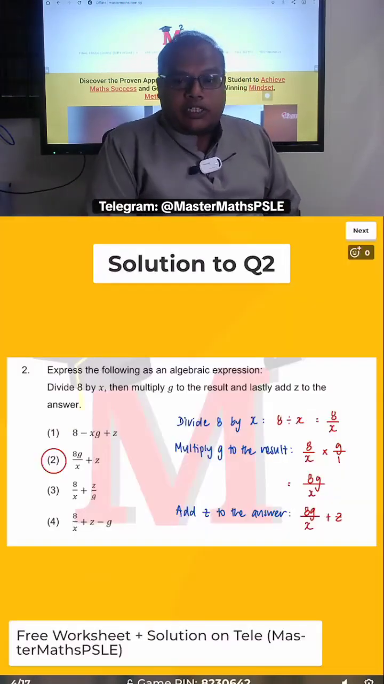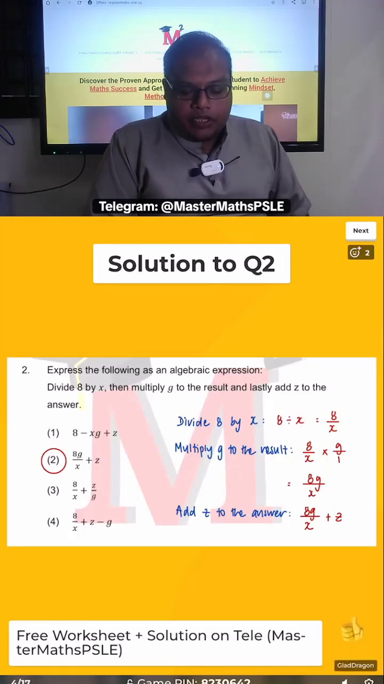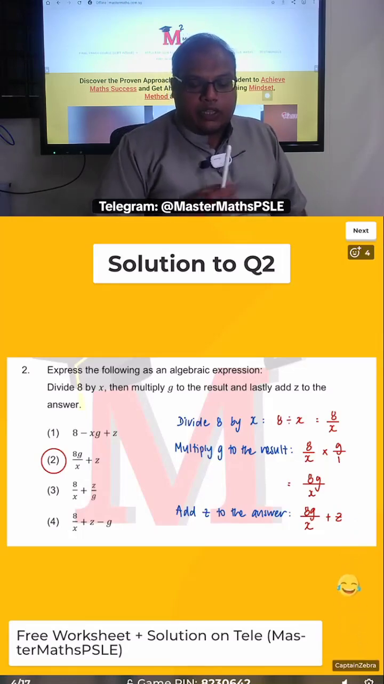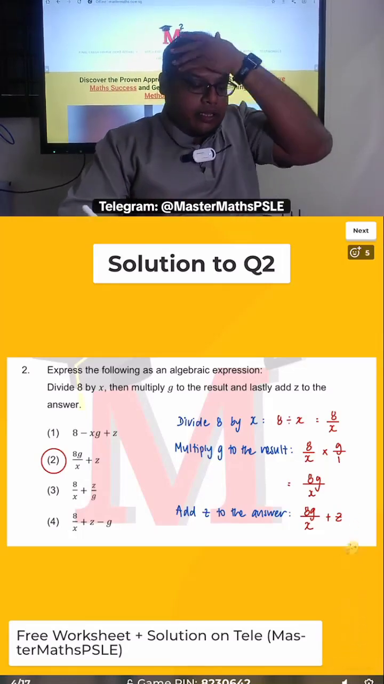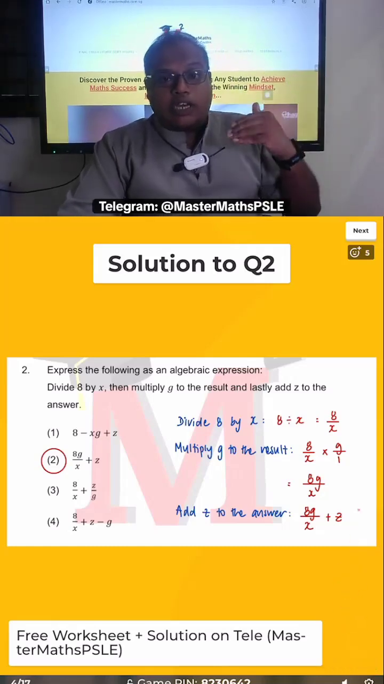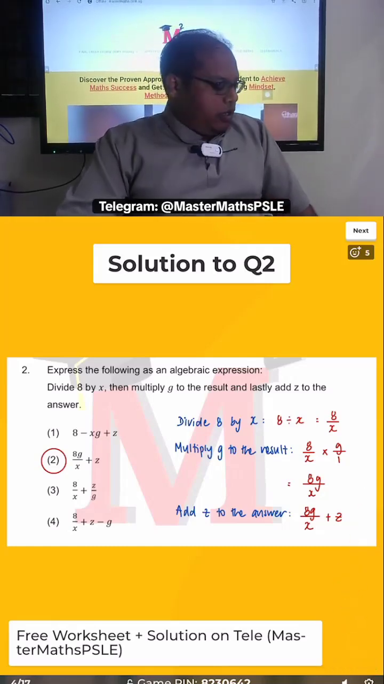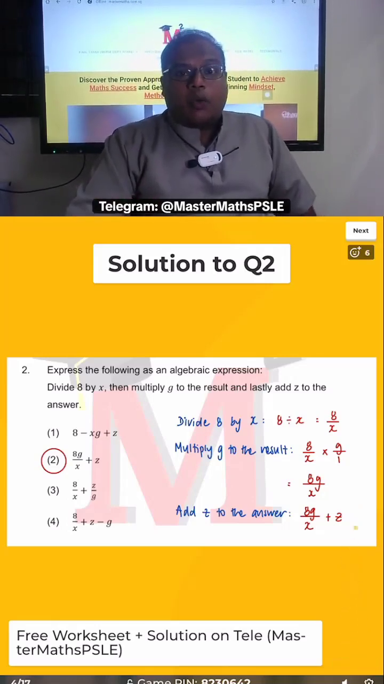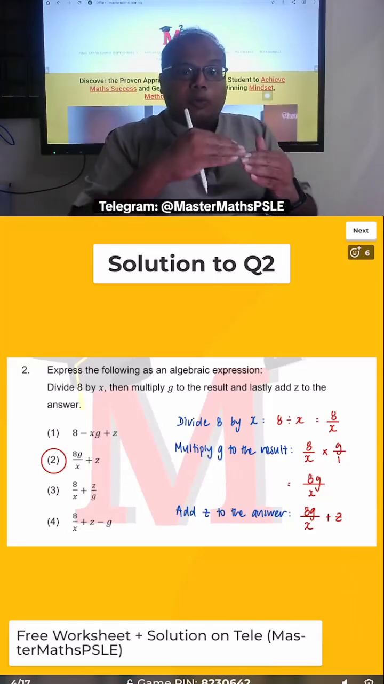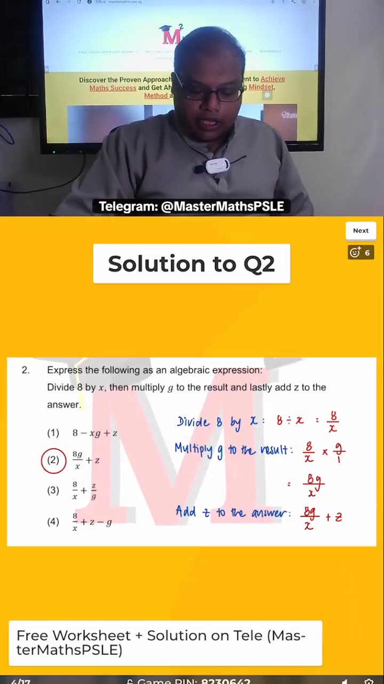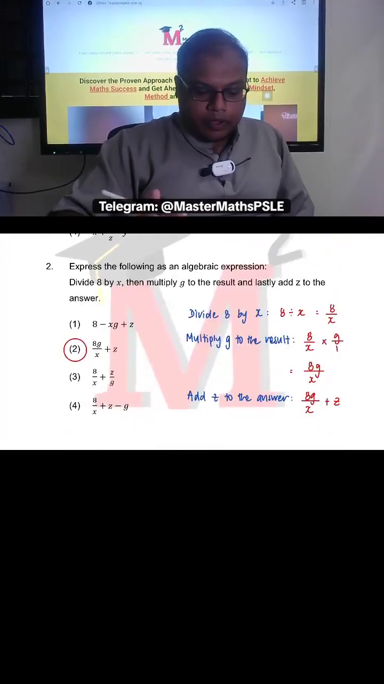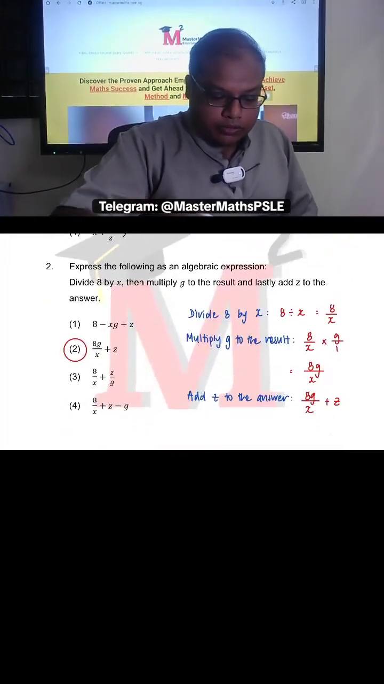Alright, so here is the solution. Firstly, we divide 8 by x. When we divide 8 by x, it is 8 over x. Then we multiply g to the result, so you multiply to the numerator. I think I can open up here, where I can annotate easily.